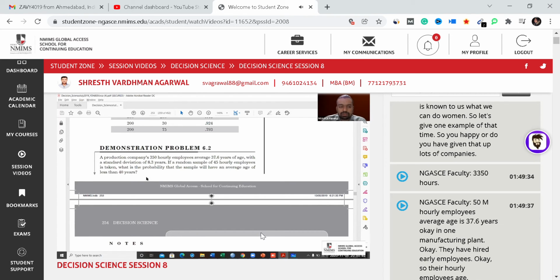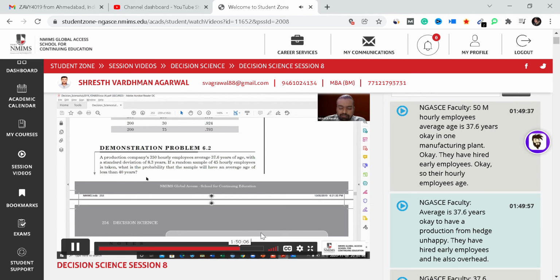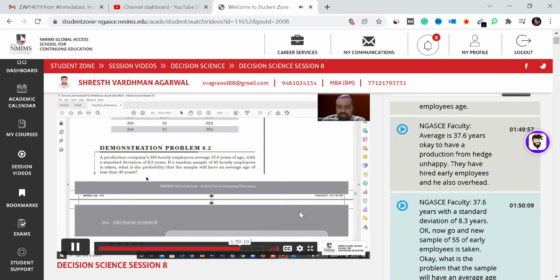So this is a production firm where they have hired hourly employees whose average age is 37.6 years, with a standard deviation of 8.3 years. Now a random sample of 55 hourly employees is taken. What is the probability that the sample will have an average age less than 40?